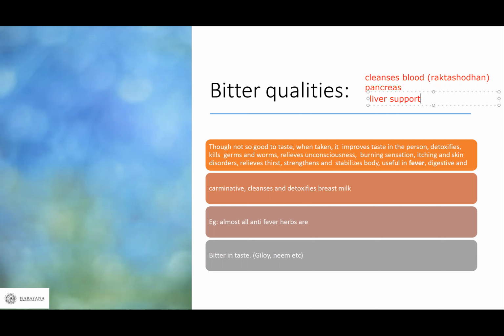Can you give me some examples of something that cleanses blood or is good for the liver? Bitter gourd. Garlic is pungent. Neem and bitter gourd here. Anything else? Bilwa. Yeah. What about any western herb? What about dandelion? Would any of you know what dandelion is, or any western herb which is bitter?